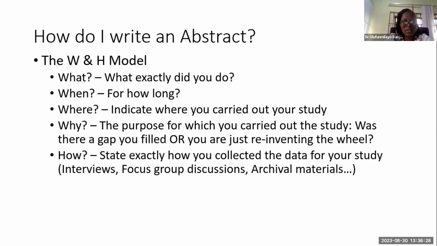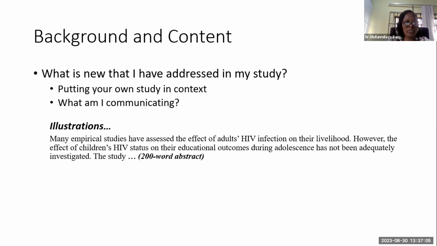Then how to write an abstract. Dr. Kunuji did justice to this. I'm not going to waste much time on it. What's the W&H model of writing an abstract? What exactly did you do or did your study address? For how long did you do it? Where did you carry out the study? And what is the purpose? Or is there anything new your study added to the body of the existing literature? And the method, that is very, very important. How exactly did you collect your data? Did you analyze? Then the results presented.